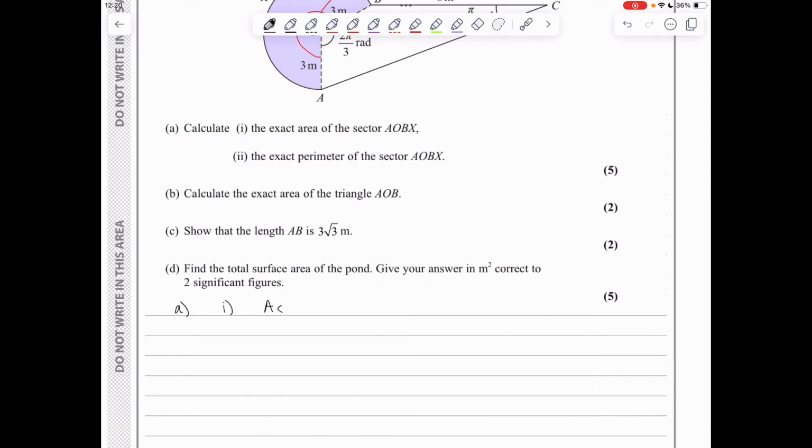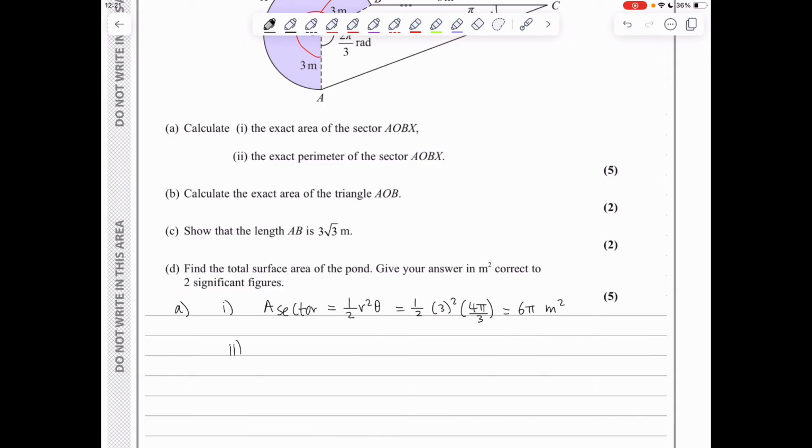So to find the area of the sector, we start by reminding ourselves that the area of a sector is given by a half r squared theta, where r is the radius and theta is the angle of the sector measured in radians. In our case, the radius is 3, so it's a half times 3 squared. The angle theta is 4 pi over 3, so a half times 3 squared times 4 pi over 3 gives an answer of 6 pi square meters.